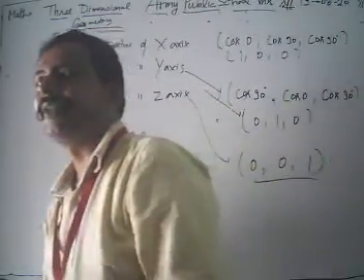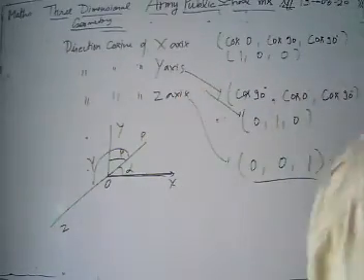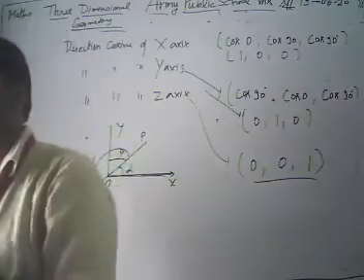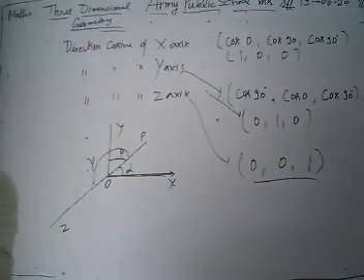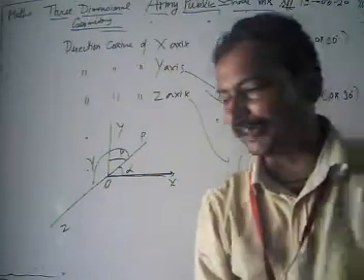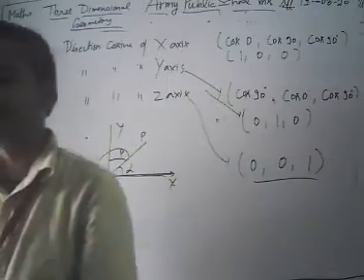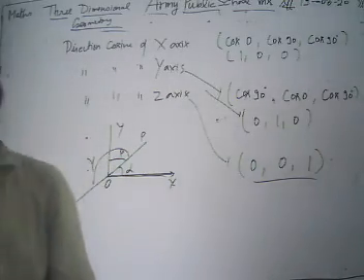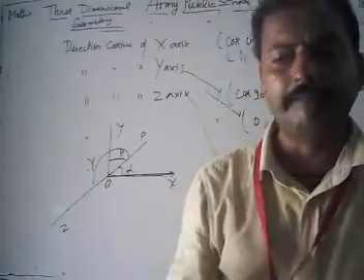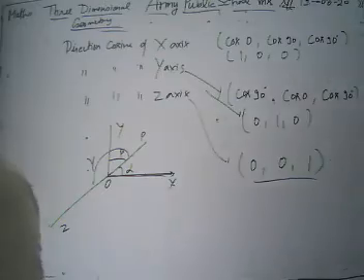In today's class, we started with three-dimensional geometry, with the basic concepts. We have discussed direction cosines and direction ratios. We have also seen some trigonometric identities related to direction cosines: the value of cos square alpha plus cos square beta plus cos square gamma, the value of sin square alpha plus sin square beta plus sin square gamma, and the relationship for cos 2 alpha plus cos 2 beta plus cos 2 gamma.